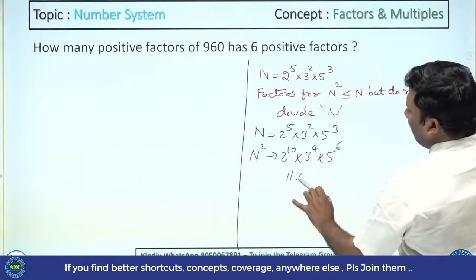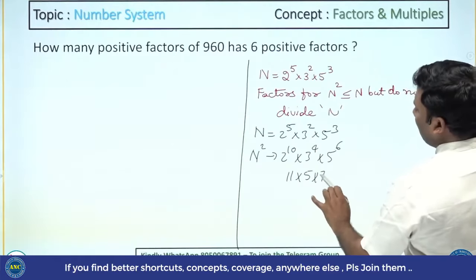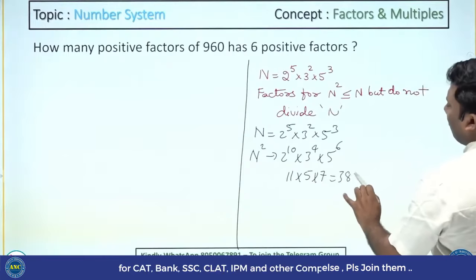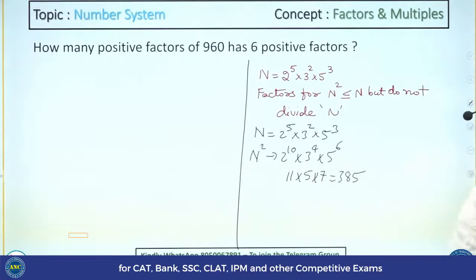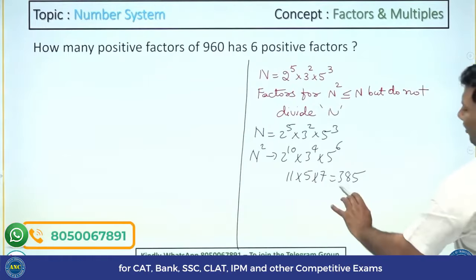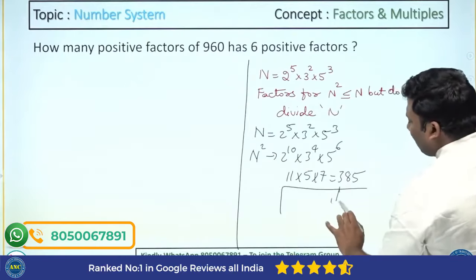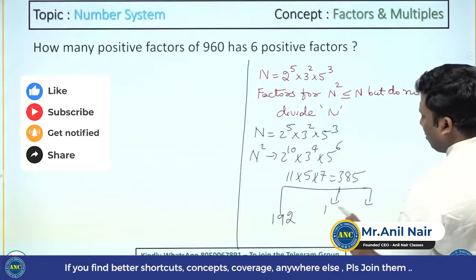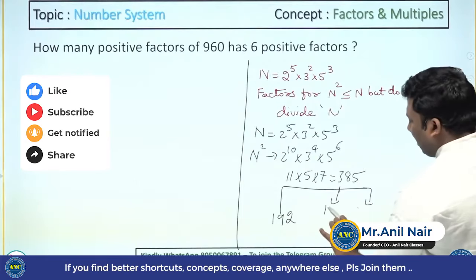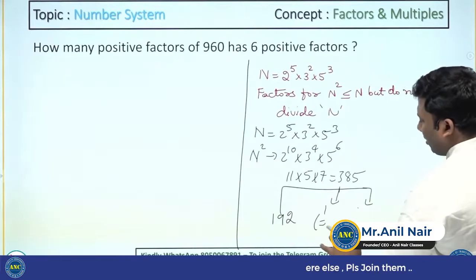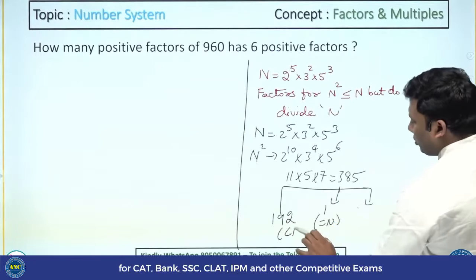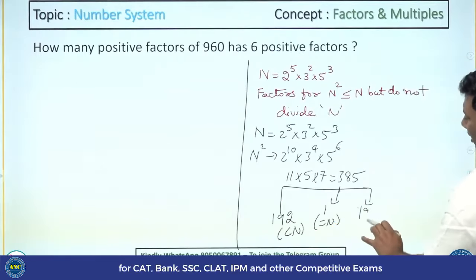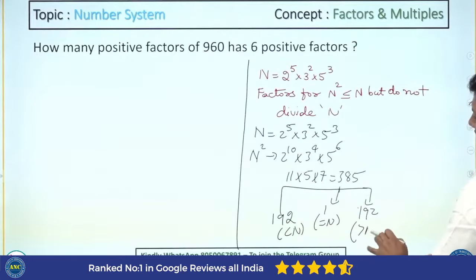How many factors will be there? 11 into 5 into 7, which is 385. 385 factors are there. One factor is equivalent to n. Remaining it will be 384, so 192 less than n and 192 greater than n. Are you all with me?